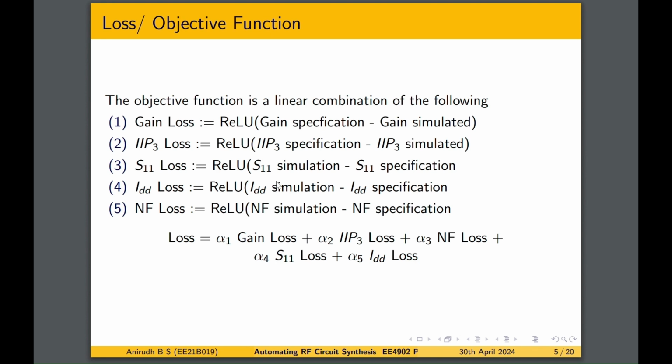and depending on the use case, the values of alpha 1, alpha 2, alpha 3, alpha 4, alpha 5 can be tuned. For example, say in a particular topology I would want a higher IIP3, so I would set the value of alpha 2 to be higher, and in another case, say I need the power dissipation to be minimized, so I would set the alpha 5 value to be higher.